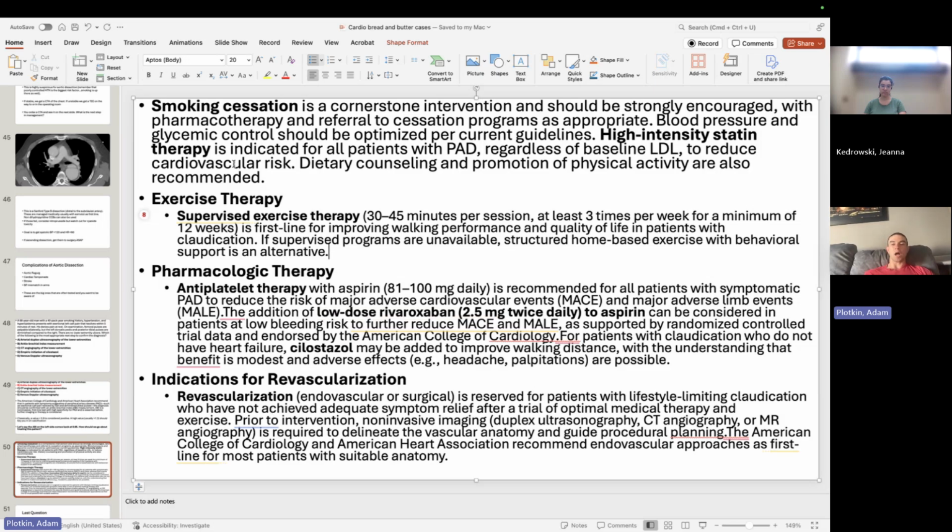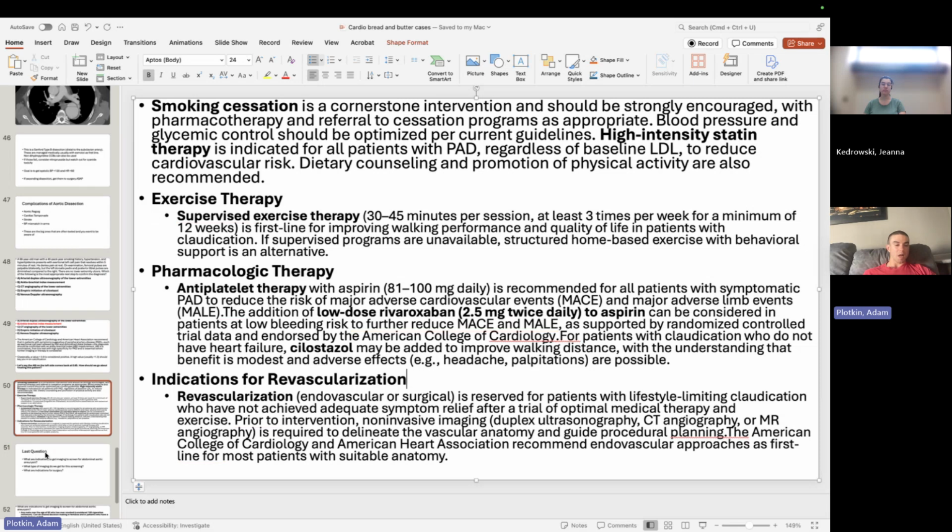If they also need something a little bit more, cilostazol, which is a PDE inhibitor, a phosphodiesterase inhibitor, has also shown effective. And then if they fail everything, that's when we consider revascularization. But again, we diagnose them with peripheral arterial disease, smoking cessation, exercise therapy, aspirin, and a statin. Everyone gets that. And then we can consider cilostazol, maybe a rivaroxaban, and then if they fail all that, revascularization.